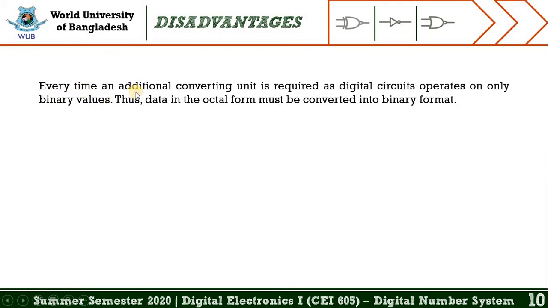From this slide, we may learn the disadvantages of octal number system. So let's begin. Every time an additional converting unit is required, as digital circuits operate on only binary values. Thus, data in the octal form must be converted into binary format. So let's move into the next slide.